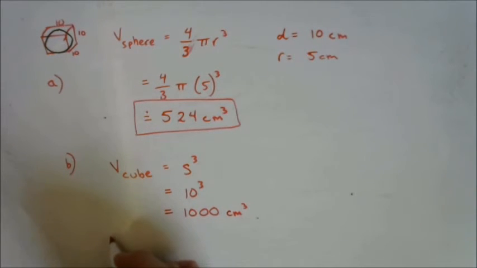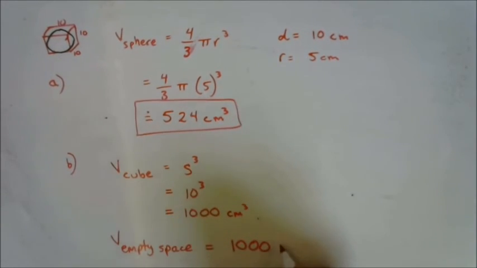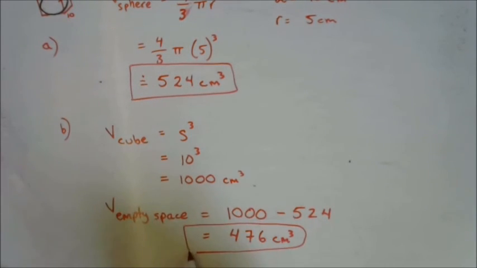So to get the volume of the empty space, all we need to do is take the volume of our cube, subtract the volume of the gemstone, and you will find out that in that box there is approximately 476 cubic centimeters of empty space.